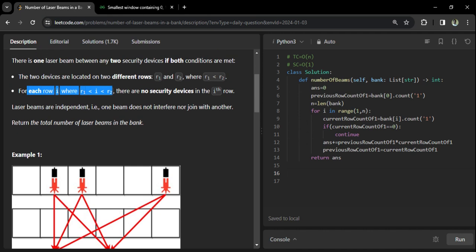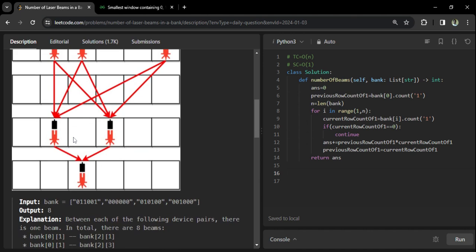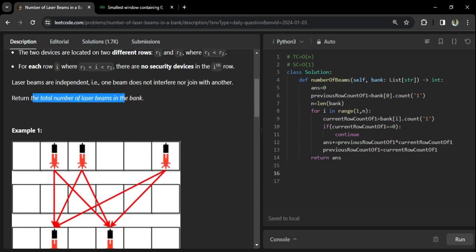That's what they're trying to say through this: for any row i where i is between r1 and r2, there are no security devices. So I hope you have understood the question. The idea is very simple. We have to find the number of beams. Return the total number of laser beams in the bank.